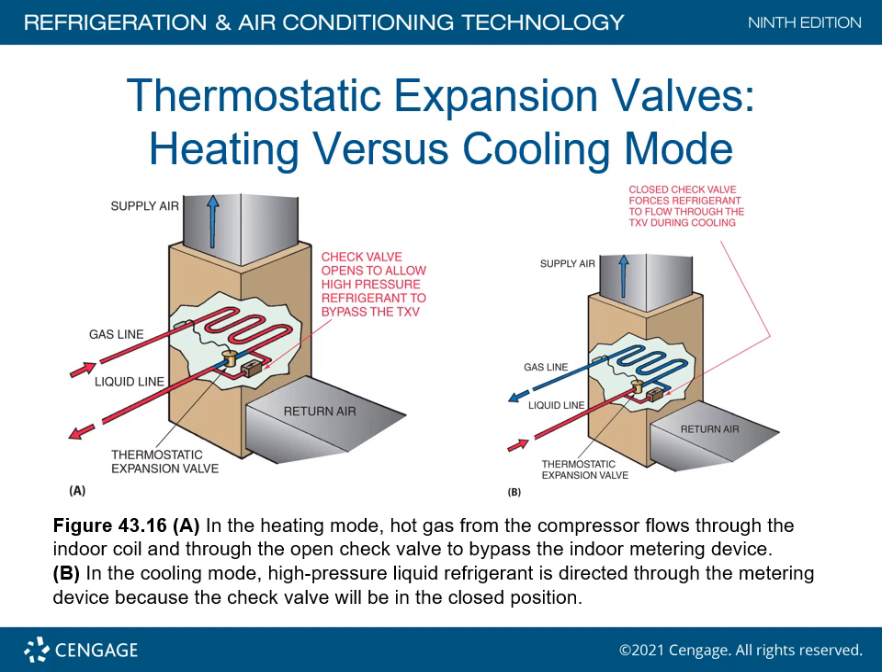Now we go a little bit different. In B, in the cooling mode, now it becomes a different situation. We have liquid refrigerant going directly into the TXV because the check valve blocks the flow of refrigerant to bypass the TXV in the cooling mode, allowing the refrigerant to create a low pressure liquid vapor state. Of course, it goes into the indoor coil, picks up heat inside, and then comes out as a vapor. Okay, so basically in the cooling mode, high pressure liquid refrigerant is directed through the metering device because the check valve will be in a closed position. So in order for the metering devices to work on a heat pump split system or package for that matter, you must have check valves as part of the equation.